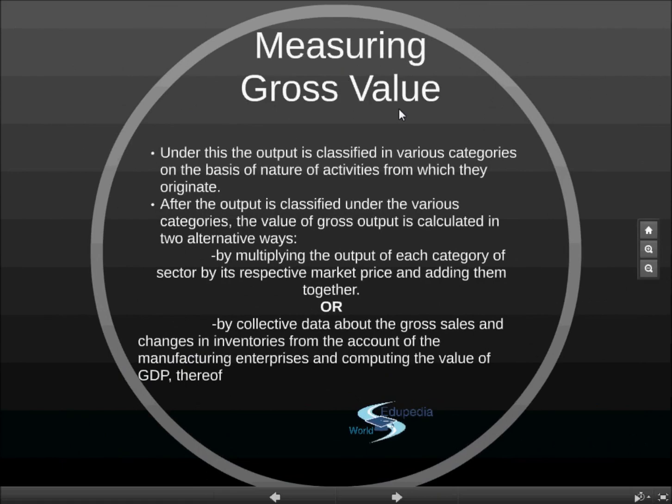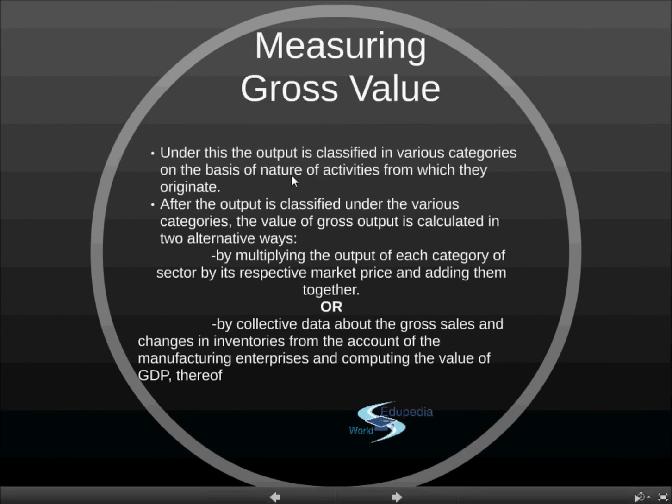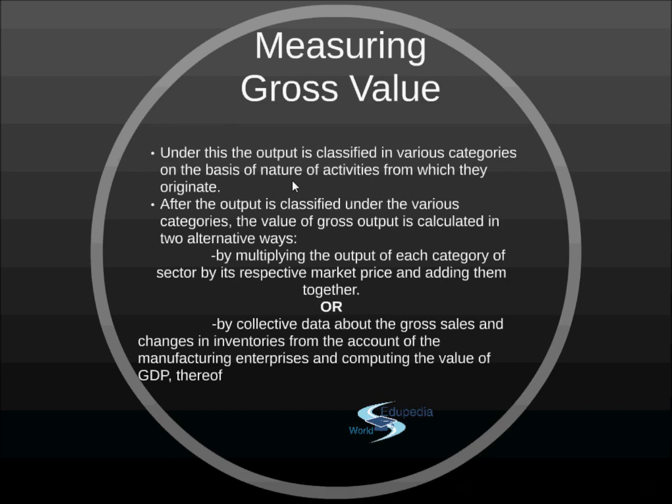So for measuring the gross value, what we need to do is classify the whole economy into various categories, in various sectors, which is done on the basis of the nature of activities from which the product originates. Now this is a very difficult task because the classification into various sectors differs from country to country. And because it is done on various other factors also, such as availability of data, the significance of that particular sector in the economy, and the nature of that domestic activity. So this particular data actually differs from country to country.